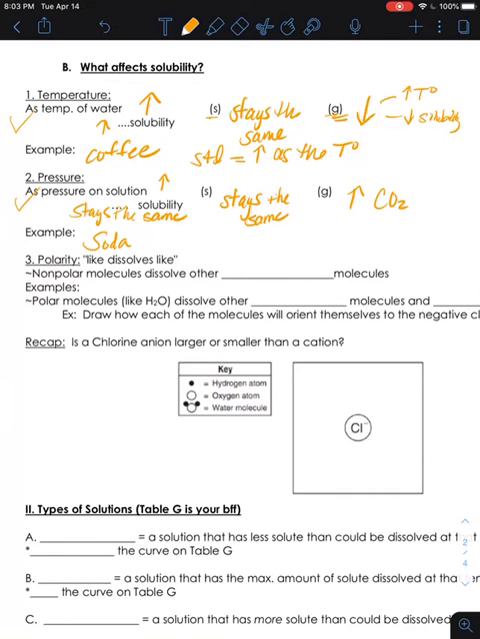And the last part is polarity. So think back to the other units where we said like dissolves like. So in that case, nonpolar molecules will dissolve other nonpolar molecules. So if you remember when we did the demonstration with the alkanes and compared that to the amount of water next to it, we saw that the alkane was evaporating a lot quicker, higher vapor pressures.